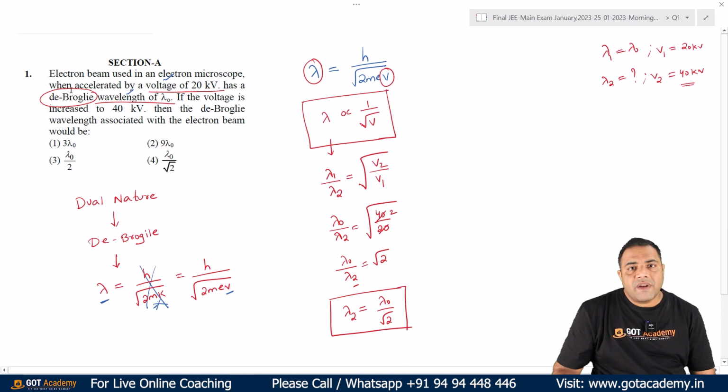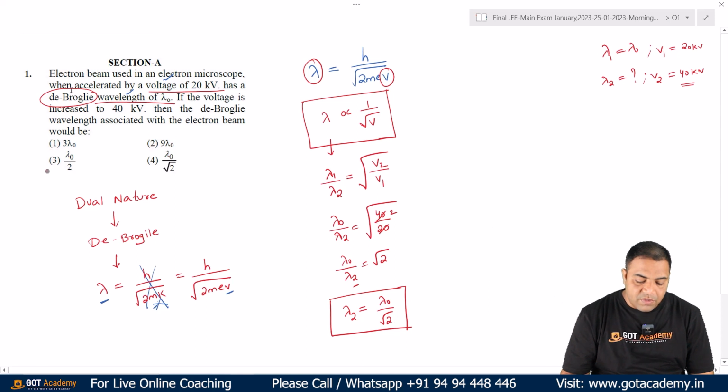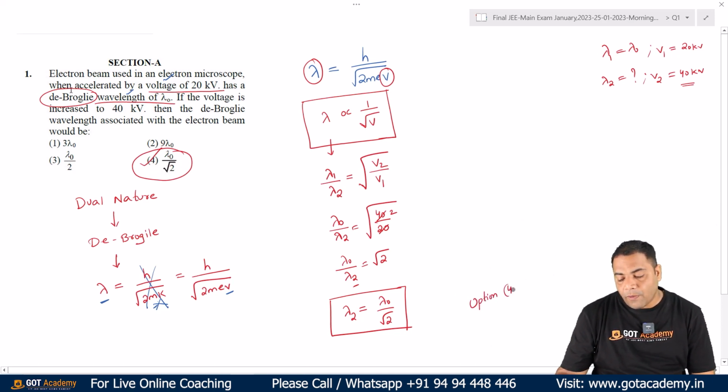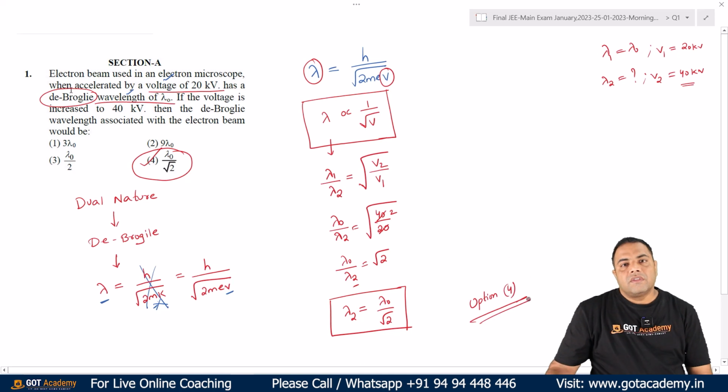So now look at the options, my dear children. You find out which one is matching here: lambda naught by root 2. Option 1 no, option 2 no, option 3 no. So only option 4 is matching. So the correct answer for this one is option 4. With this we have done our first question. Now let us move on to the next one.